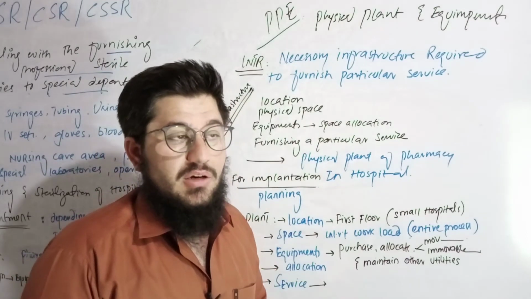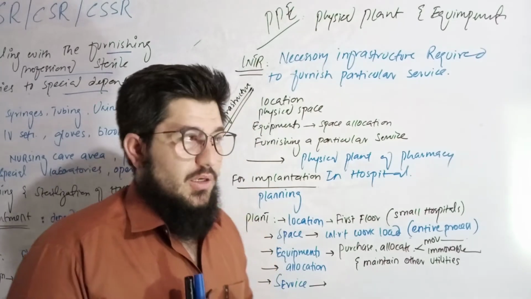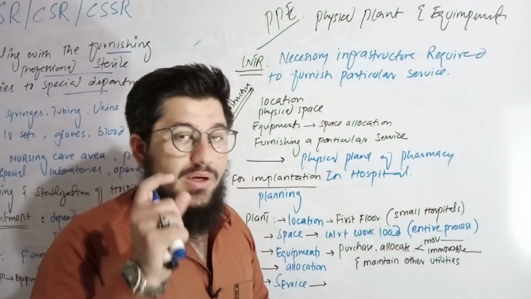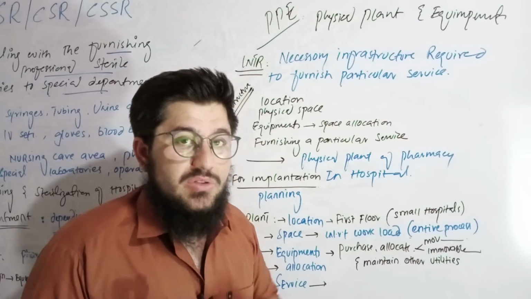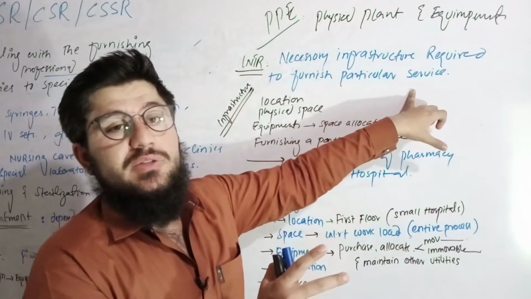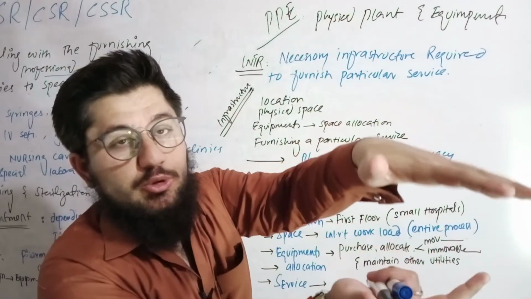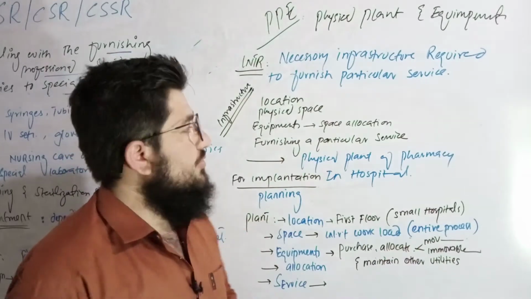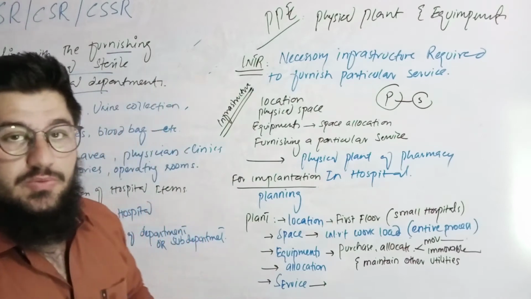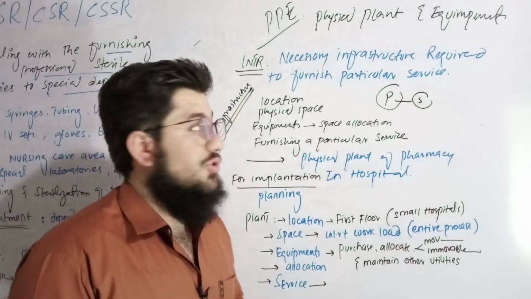It does not mean furniture. Furnish means to provide. People are placing this furnish in the sense of furniture. Forget about that. Coming to the point once again. What is PPE? Physical plant and equipment. Simple. It is an infrastructure that is required to furnish a particular service. In simple words, a plant that is providing a particular service. A plant providing a service. Just remember these words: plant providing a service. Simple. In simple words. Further, you can write this as an introduction or definition.